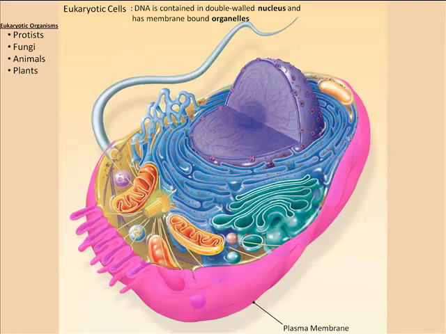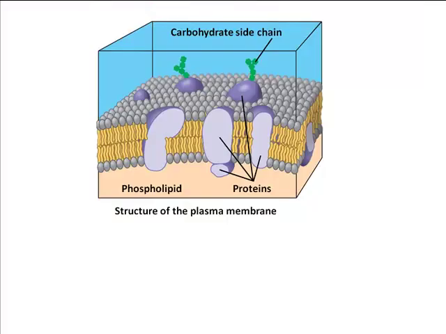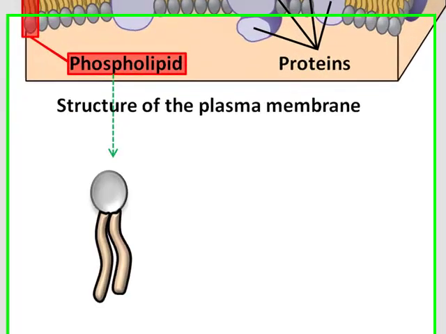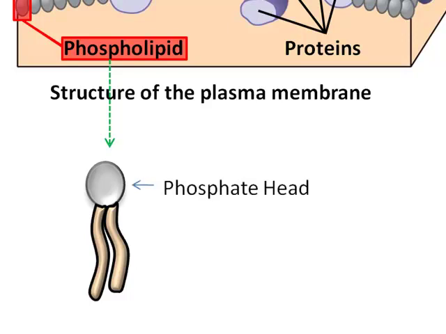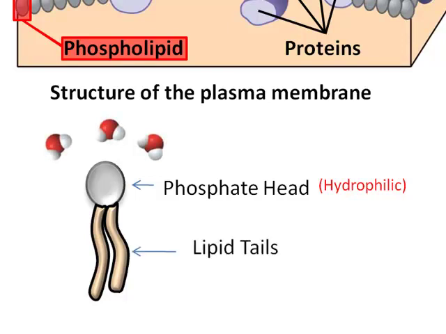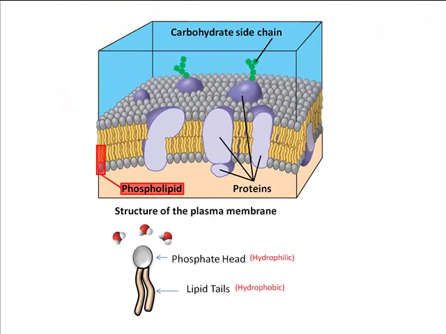The plasma membrane, just as with a prokaryotic cell, is made up of molecules called phospholipids. These phospholipids have a unique structure. At one end, they have a phosphate head. That phosphate head is hydrophilic and is attracted to water. The other end of the molecule is composed of lipid tails, which are hydrophobic and repel water.